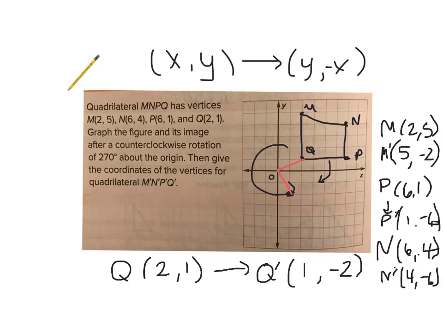So again, my image of M is going to be at 5, 1, 2, 3, 4, 5, negative 2, my N is going to be at 4, negative 6. 1, 2, 3, 4, 5, 6. And my P is at 1, negative 6. So this is my quadrilateral rotated 90, 180, 270 around my origin.